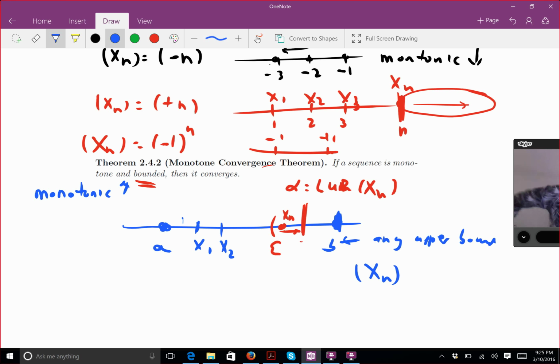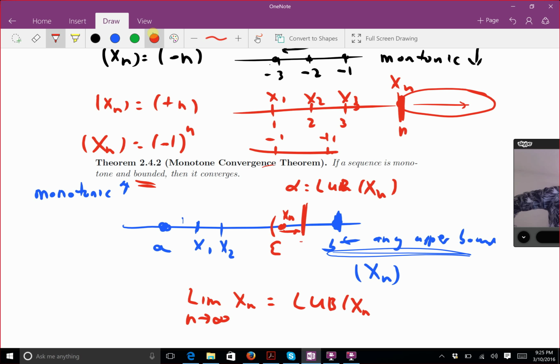Yes. Okay, so now my theorem says that if it's non-empty and bounded above, there's some upper bound, so there's a least upper bound. And that's going to be the limit. It turns out that the limit of x sub n, as n goes to infinity, is actually equal to the least upper bound.